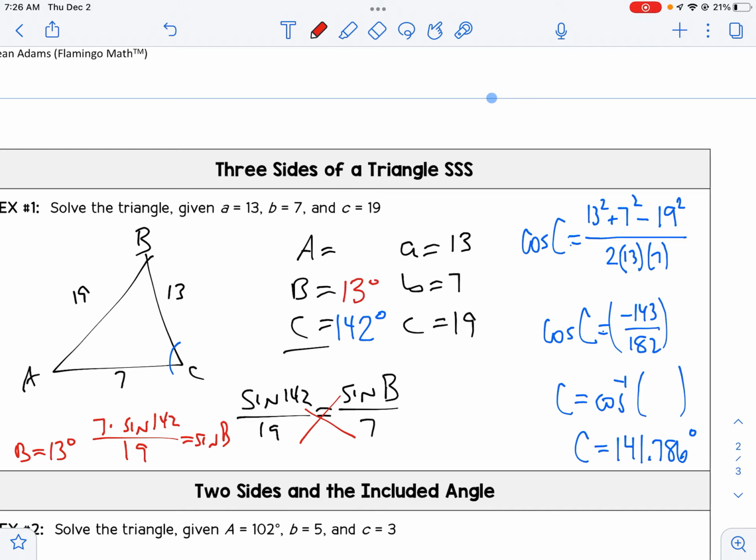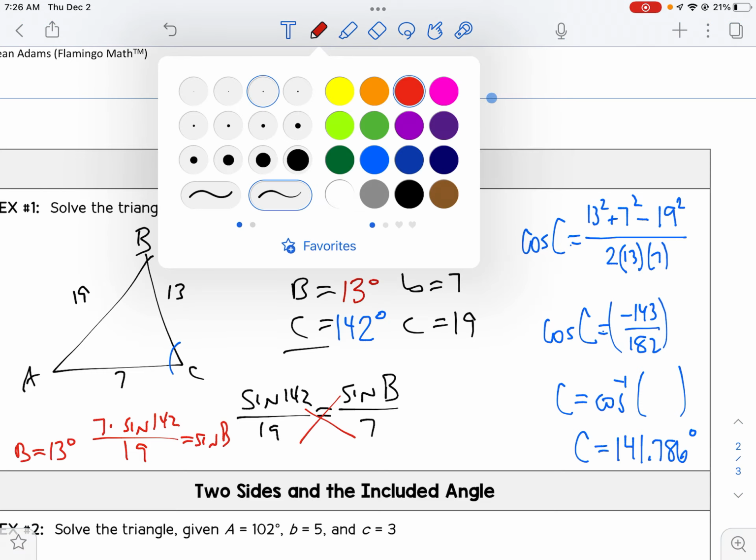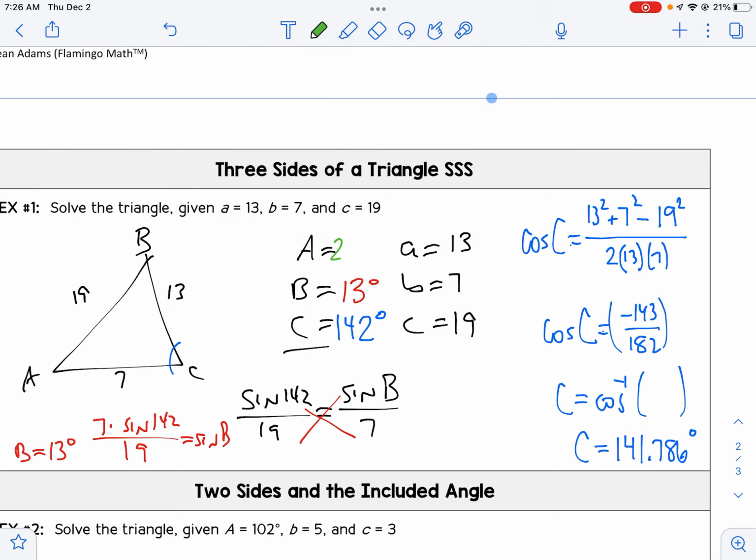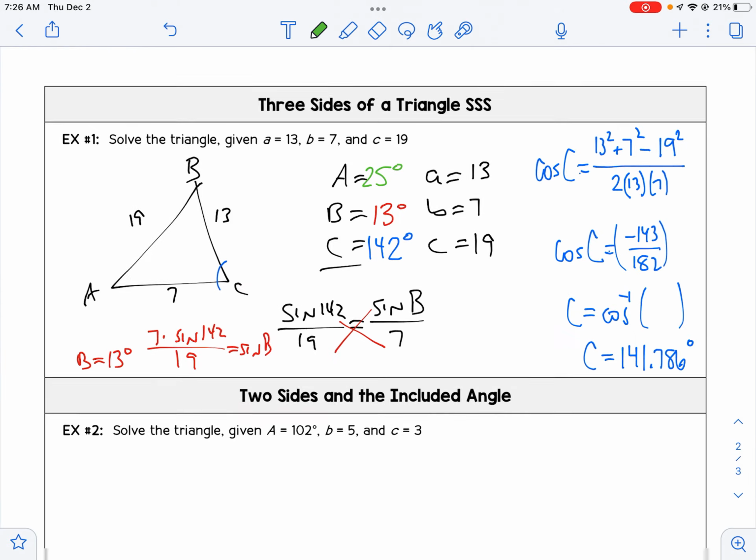13 degrees, and then I would use triangle angle sum to find the last angle. So 142 and 13 is 155, and that will give me 25 degrees for my last angle. Okay, so that will be the complete process.